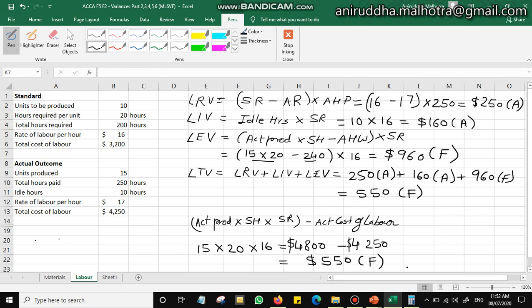So in this way you can calculate all the 4 variances for labor, and again remember, total variance is the addition of all the 3 other variances. As usual, variances have to be favorable or adverse. So I hope this example helped explain all the 4 variances in detail.